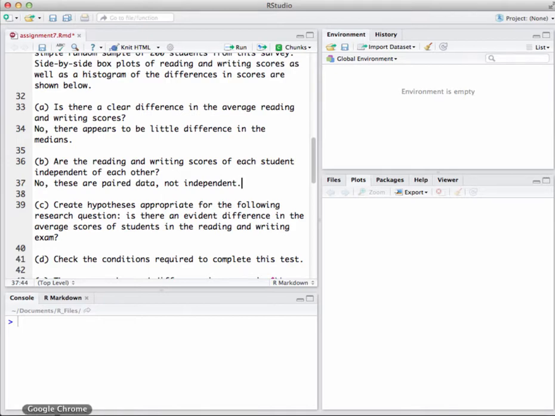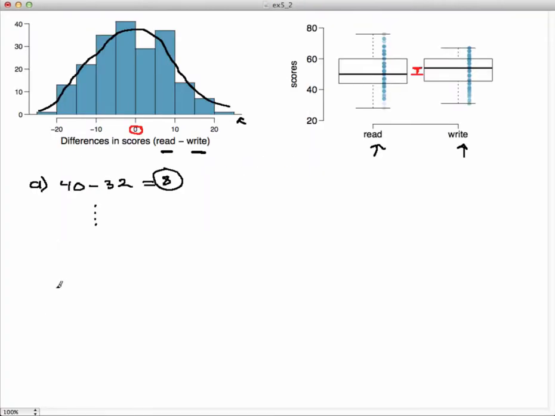Okay, so let's go back over for just a second before we do that. Let's take a look at our drawing here and notice that our histogram is based on reading minus writing. So in other words, what we're looking for here, the null hypothesis, H0, is that the mean for the reading minus the mean for the writing is going to be equal to 0. In other words, there's no difference. There's no difference between the two scores with respect to their averages. So the null hypothesis would say no difference.